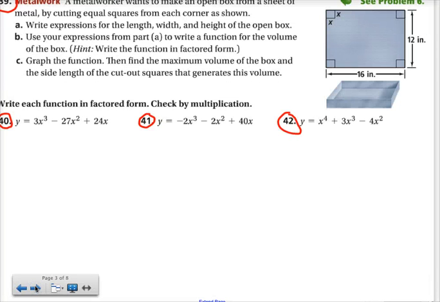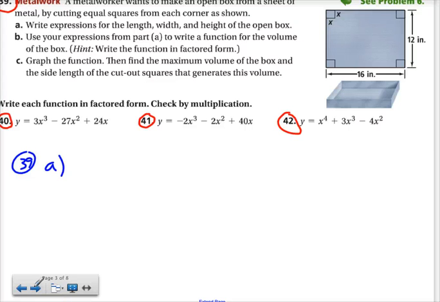Then number 39 starts. There are some word problems on this page that all deal with the same type of situation. So number 39 says, we've got some metal work. A metal worker wants to make an open box from a sheet of metal by cutting equal squares from each corner as shown. Write expressions for the length, the width, and the height of the open box.